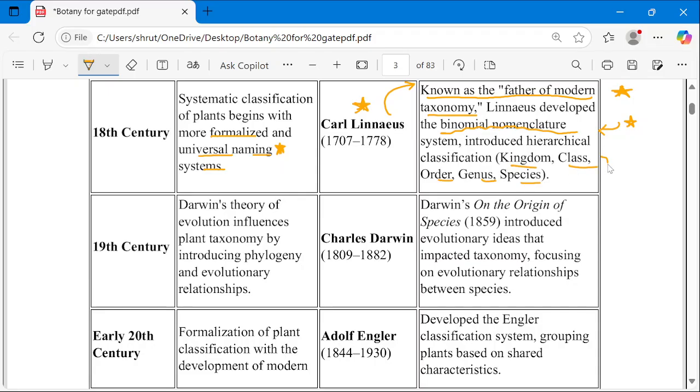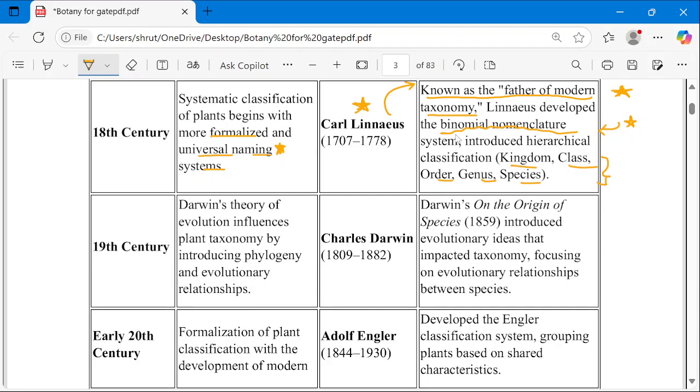Likewise, this is introduced by Carl Linnaeus. There are two major contributions by Carl Linnaeus in the 18th century. Firstly, he developed the binomial nomenclature system, and secondly, he introduced the hierarchical classification from kingdom to species.